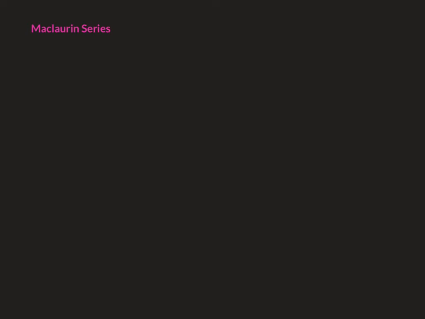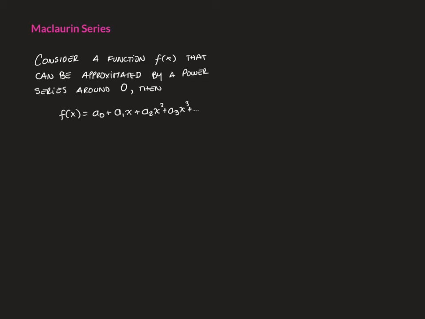In this lesson, we're going to introduce Maclaurin series and how to calculate them for any function. Let's consider a function f of x that we want to approximate by a power series. That is, a series that is in terms of powers of x. And we want to do this around the value of 0. So our function is going to be very, very similar to a polynomial in this way. Now our interest would be in finding what these coefficients are.